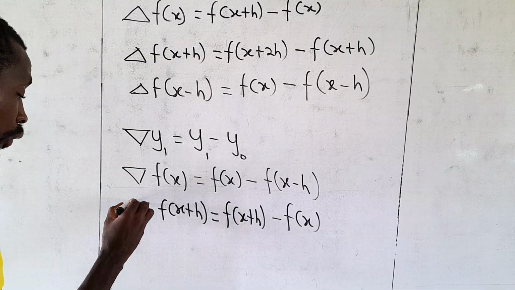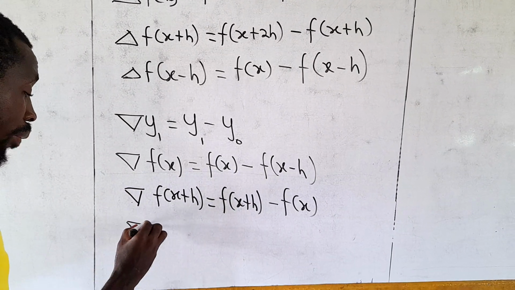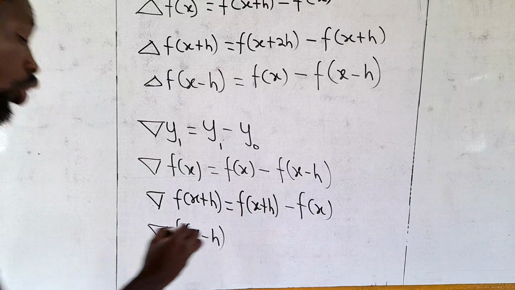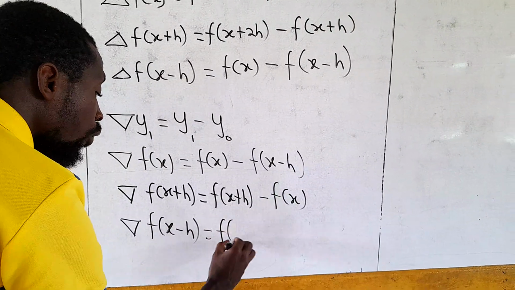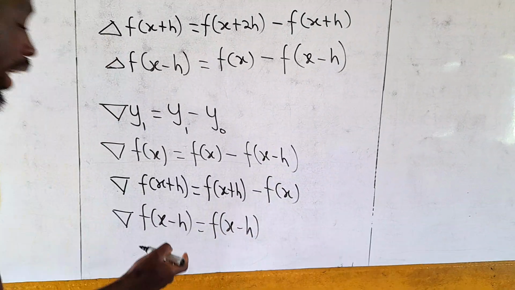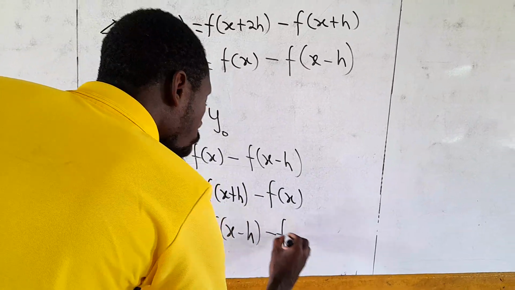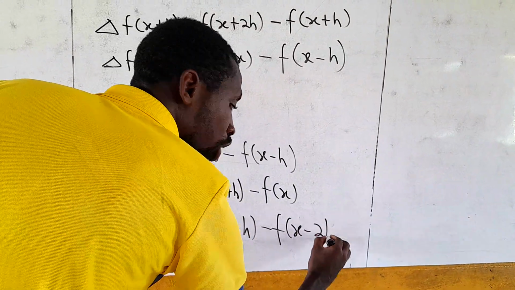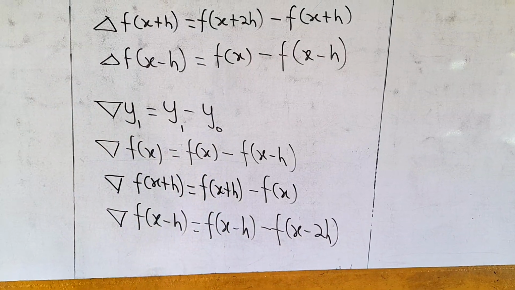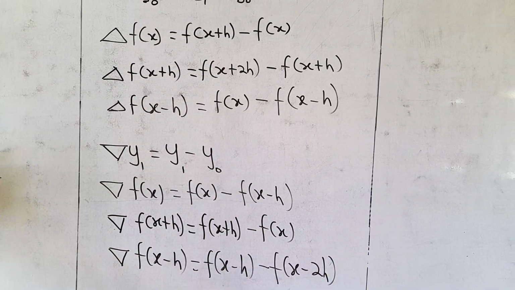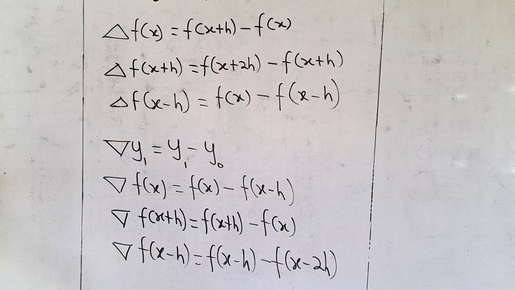Another way, if we want to find the nabla of a function of x minus h, it will be equal to the function itself, f of x minus h, minus a function that is smaller than it, which is f of x minus 2h. I hope you get that. So please, this is how the forward difference operator and the backward difference operator work.